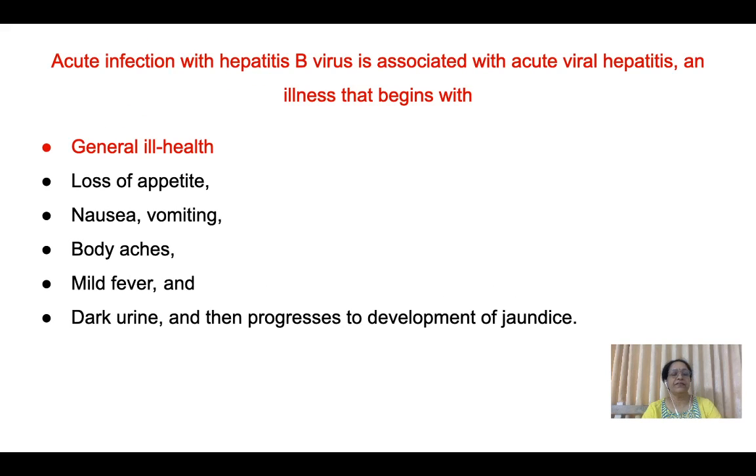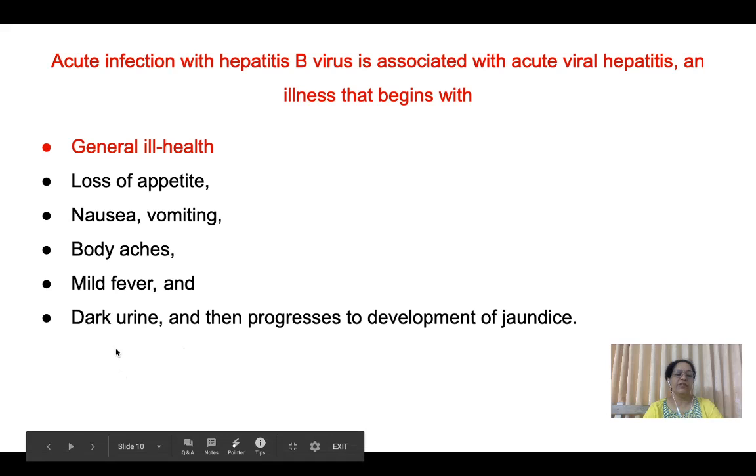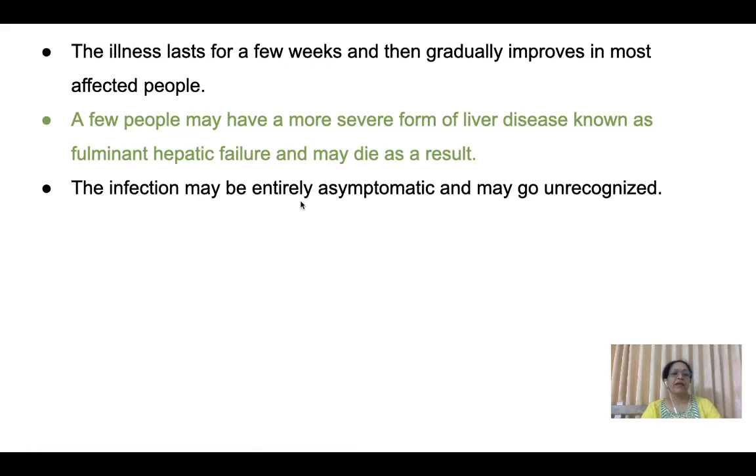Acute infection with hepatitis B virus is associated with acute viral hepatitis, an illness which begins with general ill health. There is a loss of appetite, nausea, vomiting, body ache, mild fever, as well as typical symptoms of jaundice, including dark urine. The illness lasts for a few weeks and then gradually improves in most affected people. A few people may have a more severe form of liver disease known as fulminant hepatic failure and may die as a result.